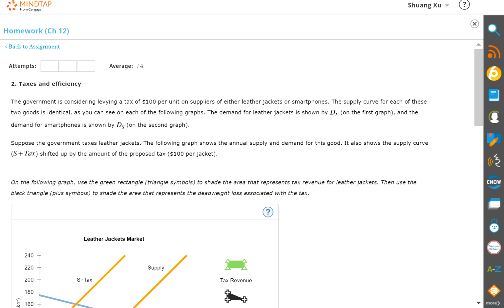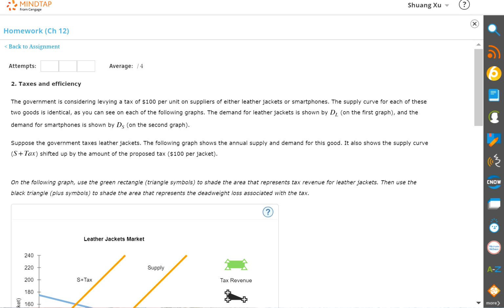So the question says, the government is considering levying a tax of $100 per unit on suppliers of either leather jackets or smartphones. The supply curves for each of these two goods are identical, as you can see on each of these graphs. The demand for leather jackets is shown by DL, the first graph. The demand for smartphones is shown by DS, the second graph.